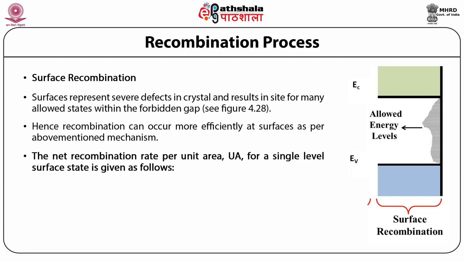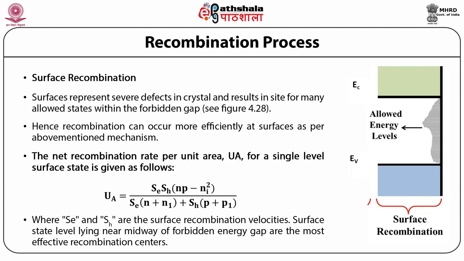The net recombination rate per unit area, that is U_A, for a single-level surface state is given by U_A is equal to Se Sh, the whole multiplied by (np minus ni square), divided by Se multiplied by (n plus n1) plus Sh multiplied by (p plus p1), where Se and Sh are the surface recombination velocities. Surface state levels lying near the midway of the forbidden energy gap are the most effective recombination centers.